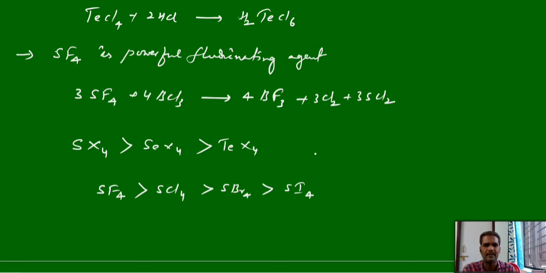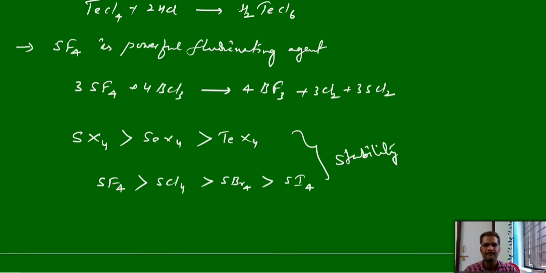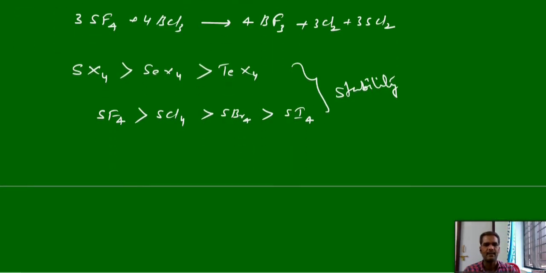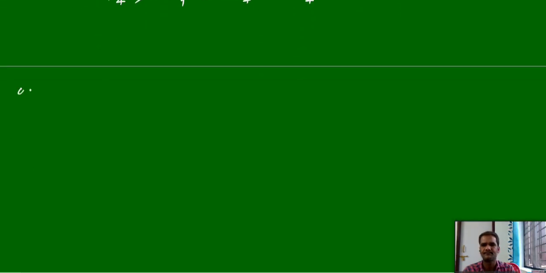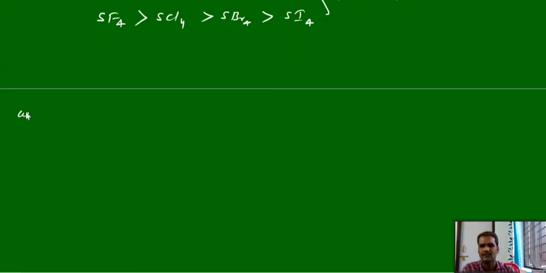These are the two stability orders for tetrahalides. Enough. These points we should remember about the tetrahalides. Next, to dihalides. So, by explanation, next we can see dihalides.